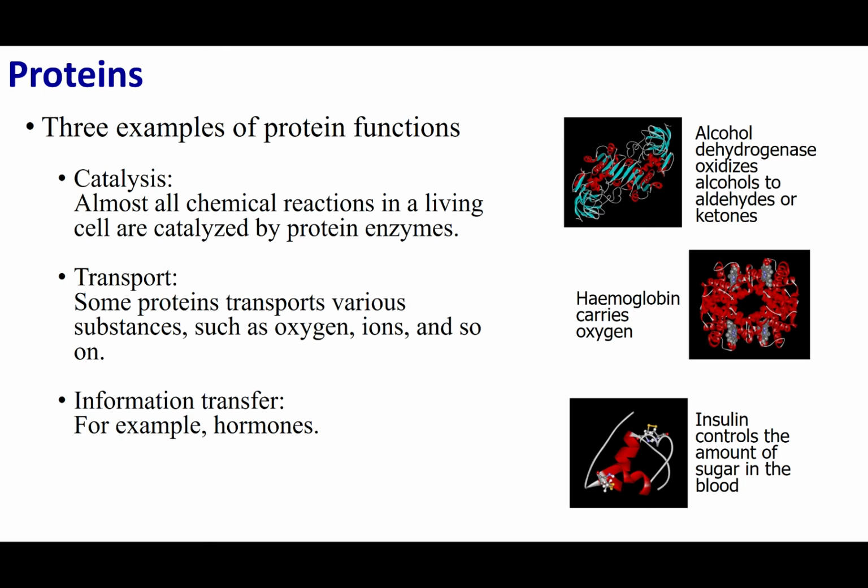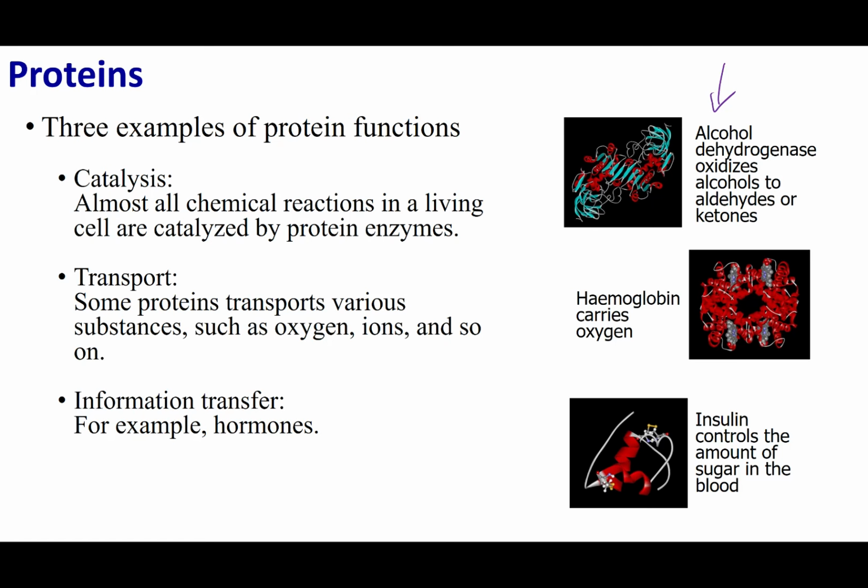Now, proteins can be classified in a couple of different categories: catalyst, transport, and information transport. A protein that acts like a catalyst is called an enzyme. Just like non-biological catalysts, enzymes in your body speed up biological reactions. For example, you have an enzyme in your body called alcohol dehydrogenase. What this does is if you are to consume an alcoholic beverage, you need to metabolize that alcohol. This enzyme helps metabolize it.